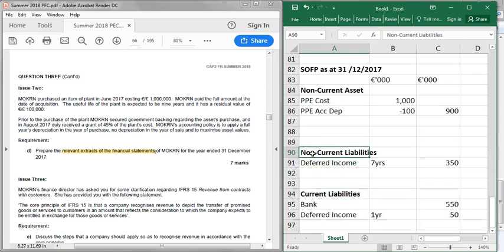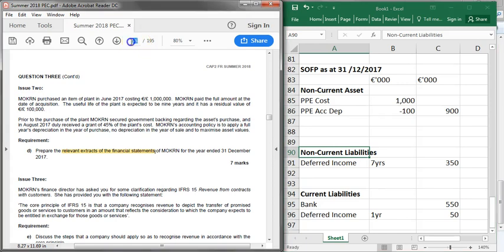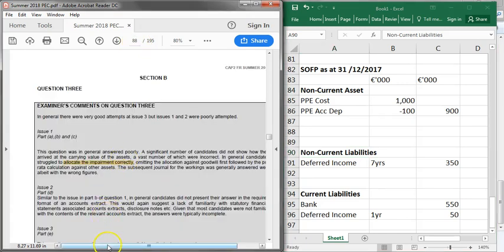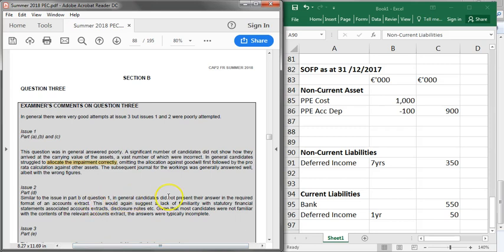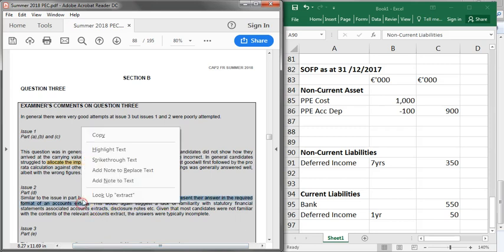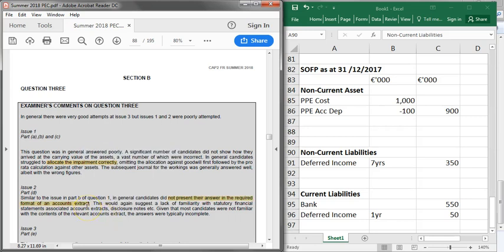So again, a slightly different requirement than you might be used to. You still need to know your journal entries. What was asked here is the extracts of financial statements. So reading the examiner feedback for that one: similar to issue part B of question 1, candidates did not present their answer in the required format. They want to see account extracts. Right, so you need to make sure, depending on what way they want it, make sure you give it back to them. Lack of familiarity with statements of financial position. Given that most candidates were not familiar with the contents of the relevant account extract, answers were typically incomplete. So you're losing marks very quickly if you cannot do this. So expect, if it's answered poorly before, expect it to be re-examined again.